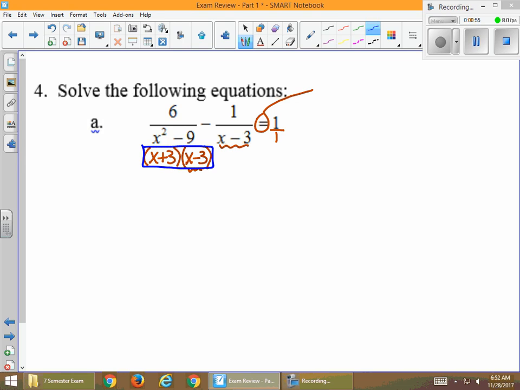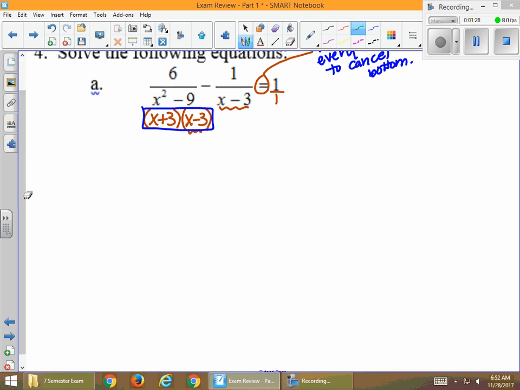So we're going to multiply every term to cancel the denominator. If you like finding a common denominator, you can do that instead, and you could just cross multiply at the end once you have one fraction on each side of your equal sign. That's also a fine way to deal with this. But what we're going to do here is multiply every term by x plus 3 times x minus 3.